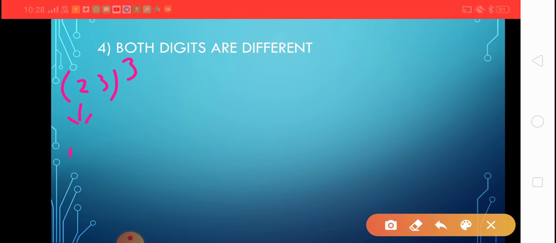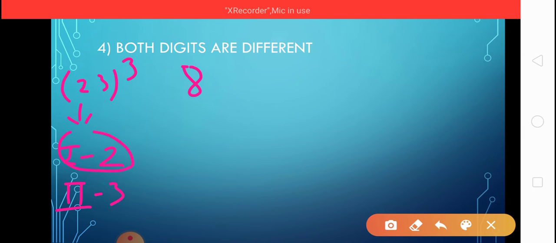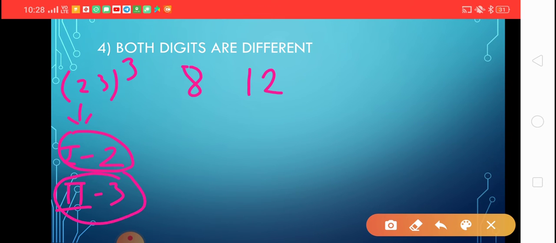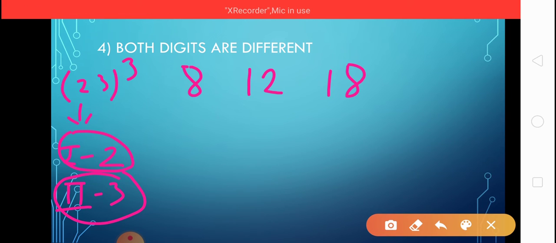So let's move with the actual example, that is 23 again. Here the first digit is 2, second digit is 3. So according to the formula, first cube, that is 8. Then first square into second. First square, that is 2 square, which is equal to 4. 4 into 3, that is 12. The next was second square into first. Second square, that is 3 square, that is 9. 9 into 2, it becomes 18. At the last, the second's cube. The second digit is 3, its cube becomes 27.